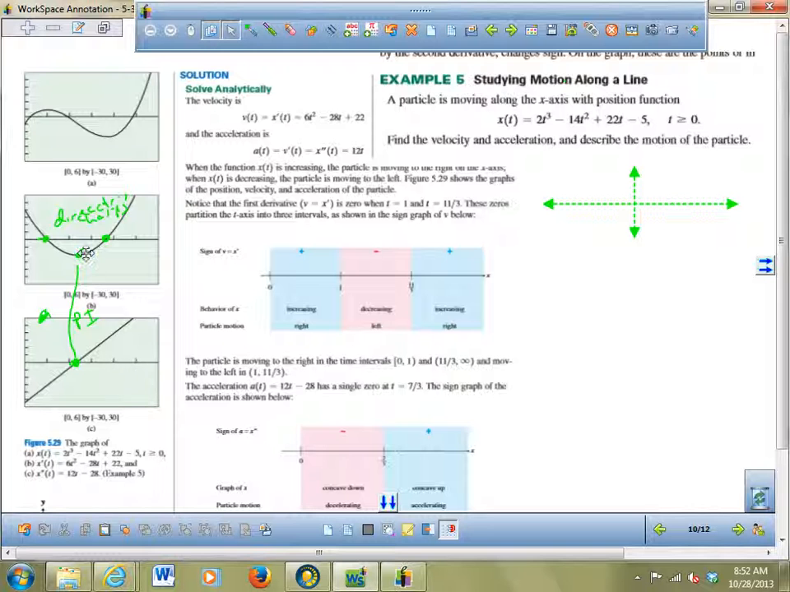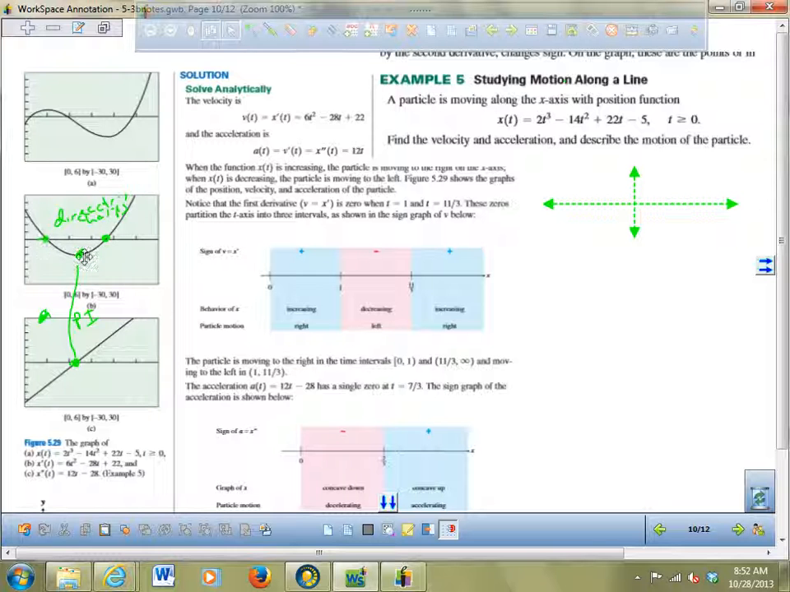So after 7/3, which is right about here, the acceleration is negative, meaning it's not necessarily slowing down. This is where I got confused, because here the function is not slowing down, but its velocity is getting more negative, right? So the speed is actually increasing up until this point, and then the speed starts decreasing. You understand that? Can you say that one more time?